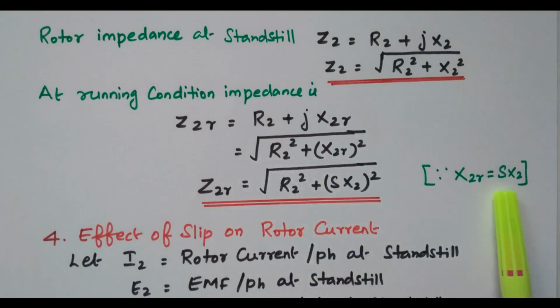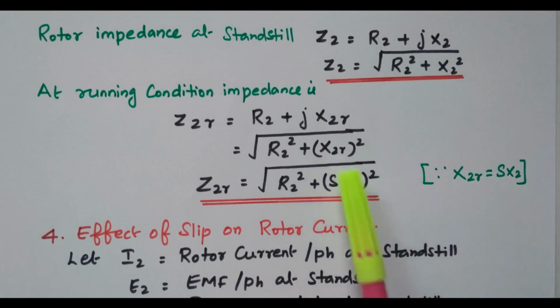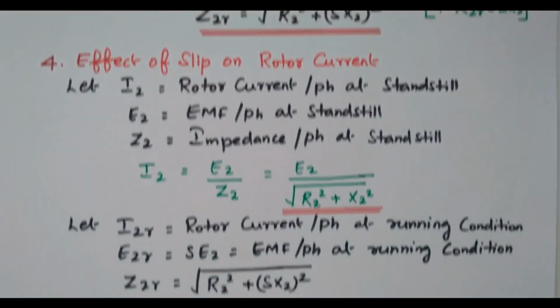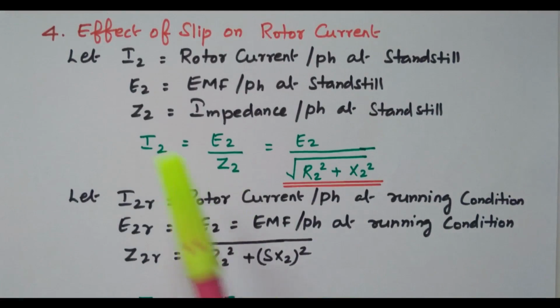X2R is nothing but S into X2, as we just discussed. So replace this X2R by SX2. This is the impedance under the running condition, and it depends upon the slip of the induction motor. Now we will see the effect of slip on the rotor current.